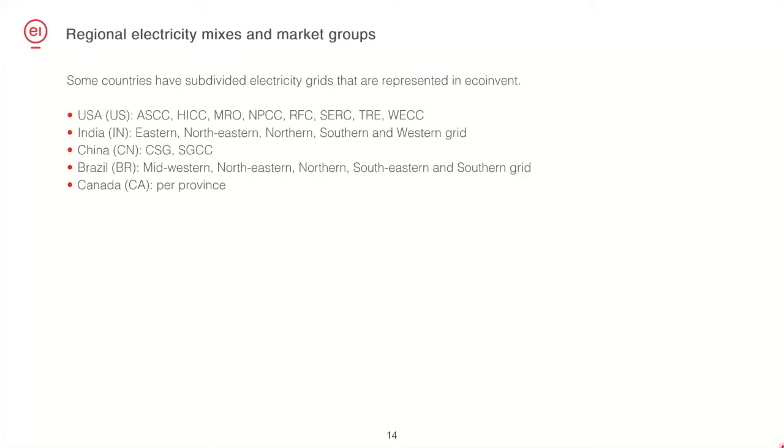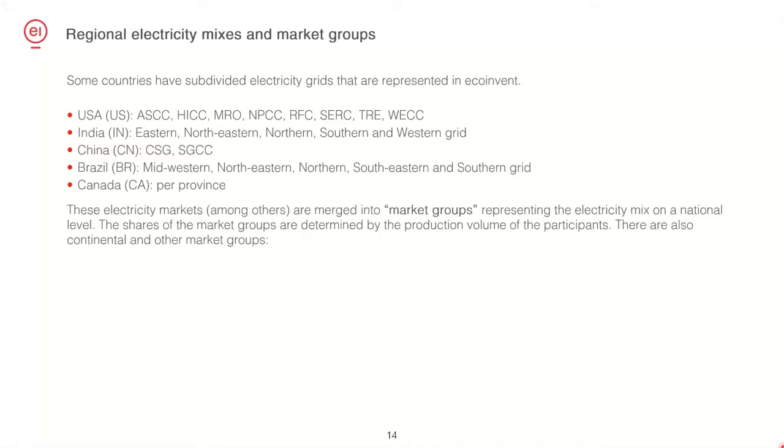So we have the usual electricity markets that normally represent a single country, but we also have some exceptions where the electricity markets are on a regional level. So we have specific markets in the US, in India, in China, and Brazil, and these markets represent the regional electricity grids. So the physical region where a grid is, the grids are distinguished from each other. And for Canada, we have electricity mixes per province.